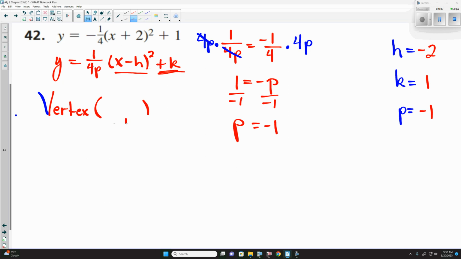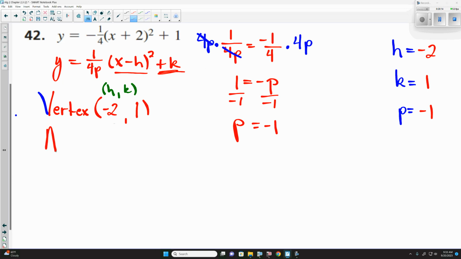So let's start with vertex. I'm going to do these one at a time because we did them all at the same time last time, or we actually did them one at a time. I just listed them out. So vertex is our point h comma k, so -2 and 1. H goes first, k goes second. No matter which equation, h always goes first, k always goes second.